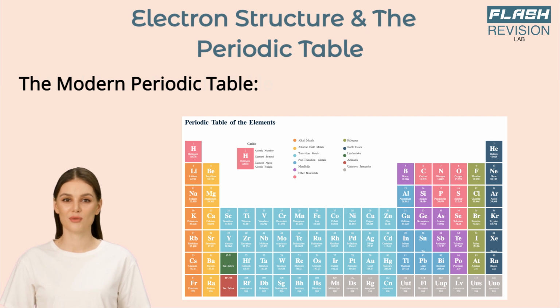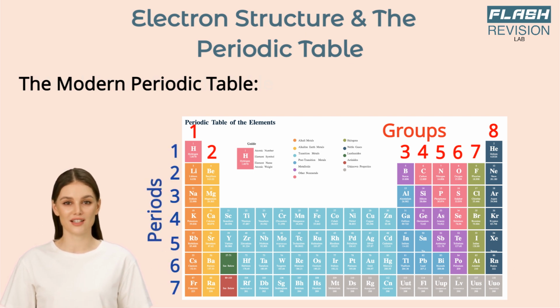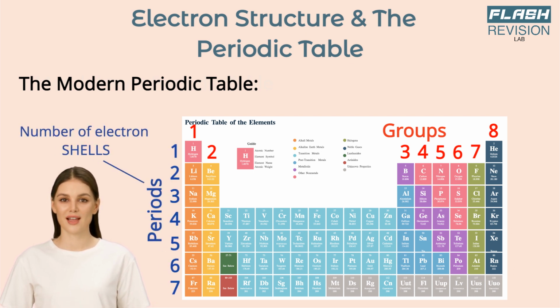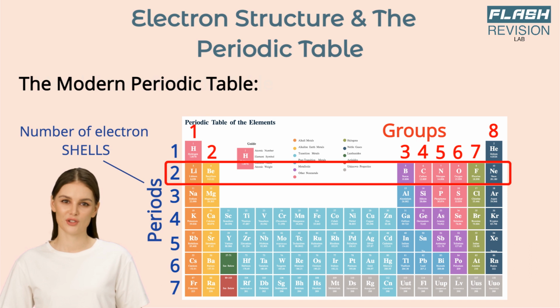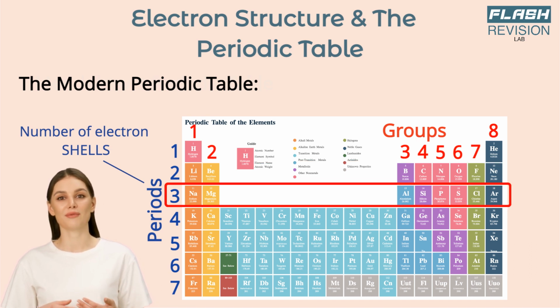The periodic table is organized into vertical columns called groups and horizontal rows called periods. Periods indicate the number of electron shells an atom has. They're numbered from 1 to 7. For example, elements in period 2 have 2 electron shells, while elements in period 3 have 3.